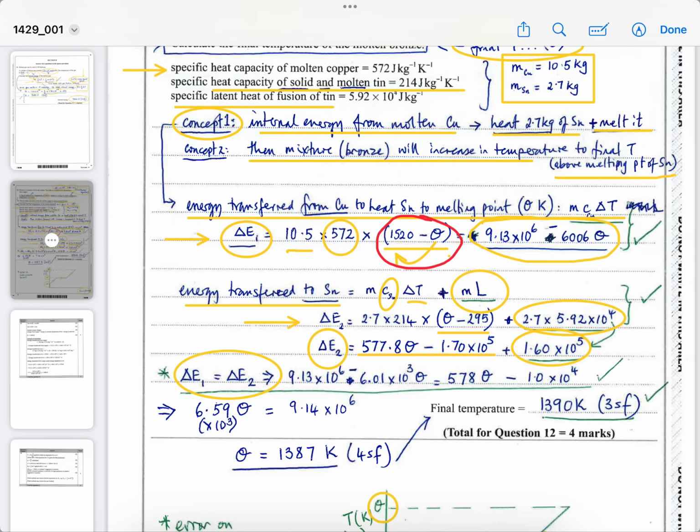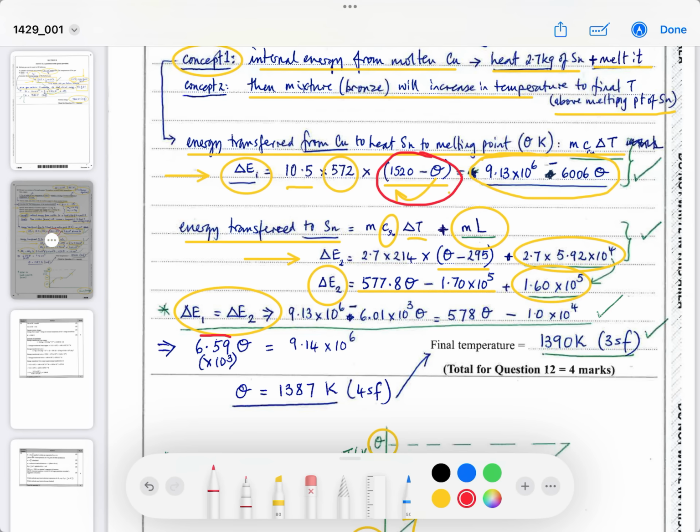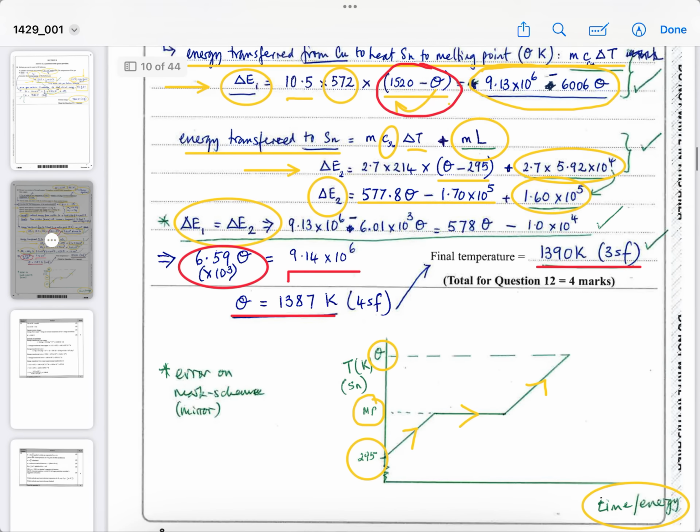All right, so when you do that, you'll find that I've worked it out to be 1387, yeah? So I put all the thetas together on the left-hand side, and that should give you this answer, okay? And I gave 1387 to 4 significant figures. I then rounded it up to 1390 to 3 significant figures. So I might lose a mark, okay? It says error on the mark scheme, but it could be my error in misreading the mark scheme.